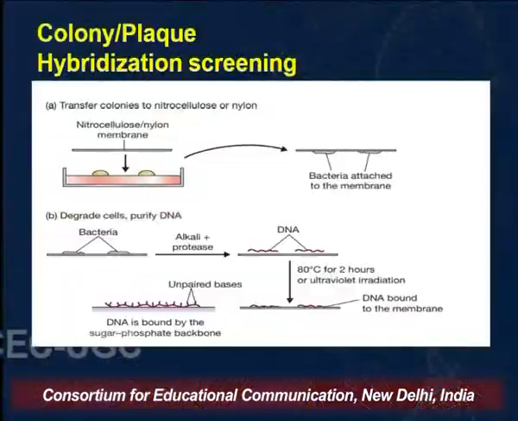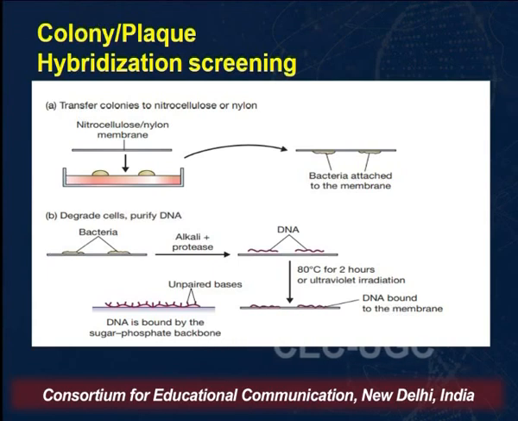This is basically the thing which you have as a library which you want to screen. So we will look at the mechanism of colony and plaque hybridization, how to do it, and how the screening is done. Now again, as shown in the schematic diagram, the first step is to create the replica of this library.